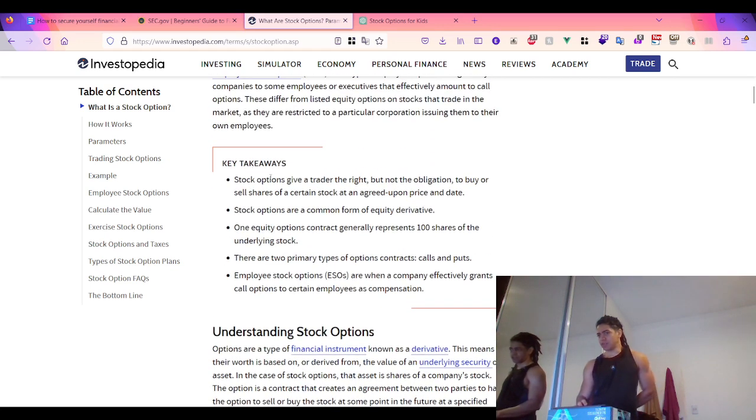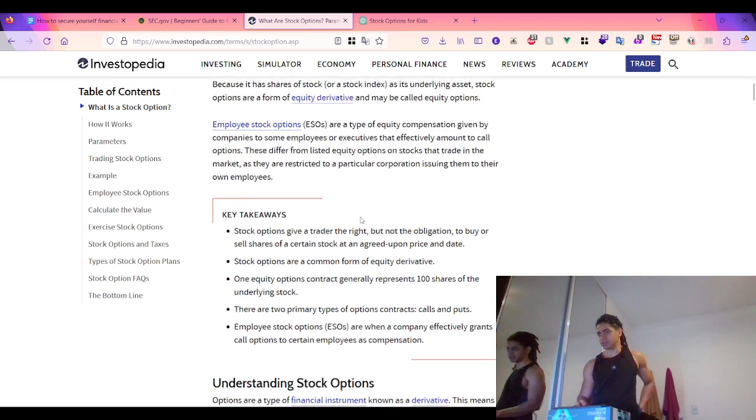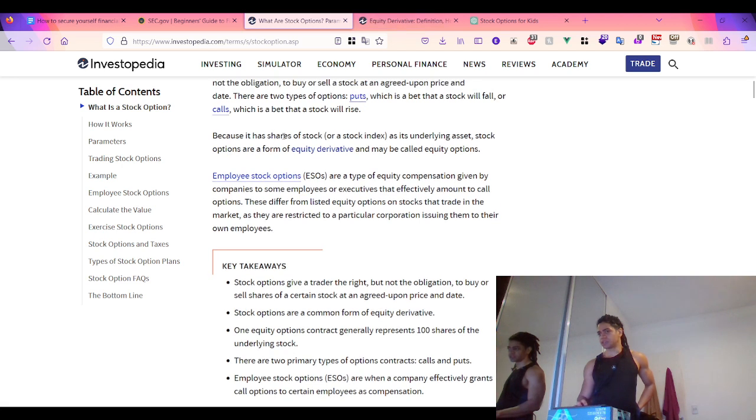So key takeaway: stock options give a trader the right but not the obligation to buy or sell shares of a certain stock at an agreed upon price and date. Stock options are a common form of equity derivatives, because they have shares of stocks or a stock index as their underlying assets.